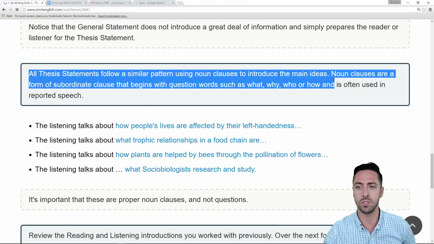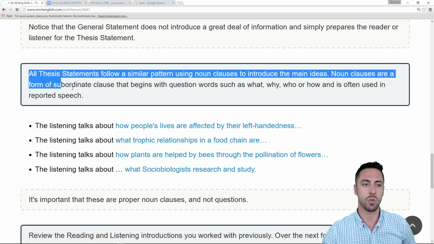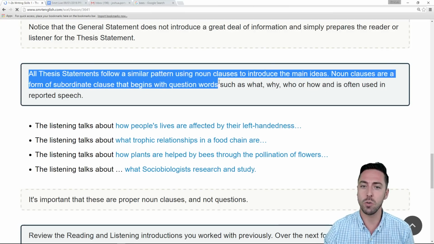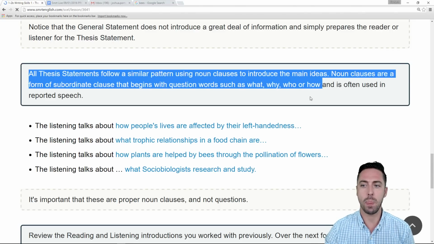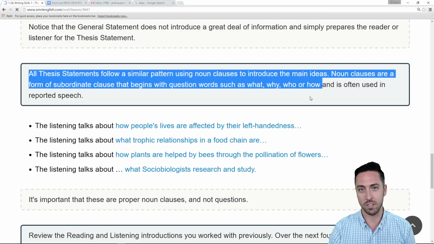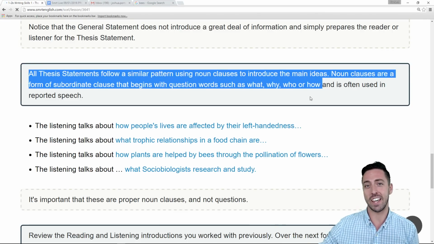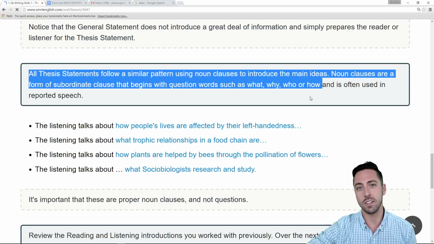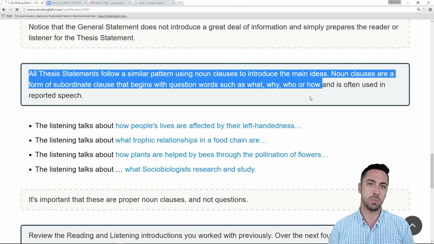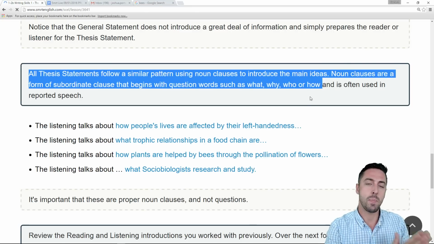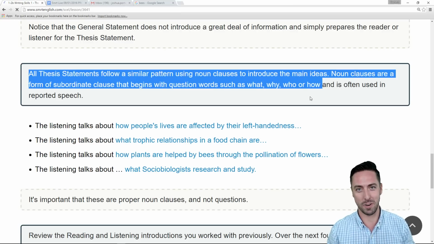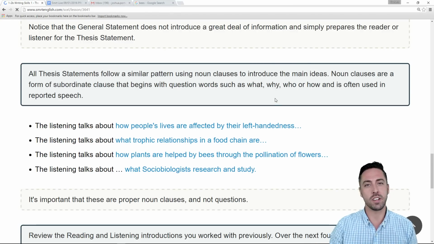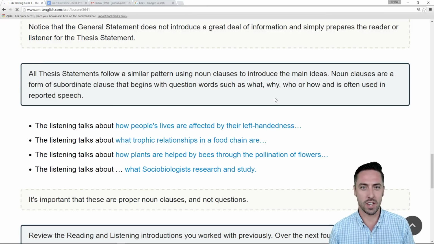We use noun clauses to introduce the main ideas. And noun clauses are a form of subordinate clause. They begin with a question word, a relative pronoun, like what, why, who, or how, and often are used in reported speech. So reported speech is where you report what someone else said. For example, if Neil said, it is very important to study verbs and nouns, if I report that speech to someone else like Nicole, I would say, Neil said that it is very important to study verbs and nouns, or whatever I just said. We use those relative pronouns like question words or the word that to introduce noun clauses.